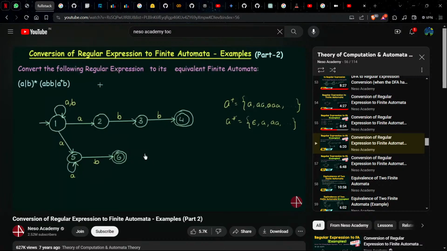So you see that these are NFAs that we have designed, and it is obviously possible to convert this to its equivalent DFA. So if you want to convert a regular expression to its equivalent DFA, first design its NFA like this using the process that we have done here, and then convert it to its equivalent DFA using the conversion of NFA to DFA method that we have already studied in the previous lectures. So I hope this was clear to you.